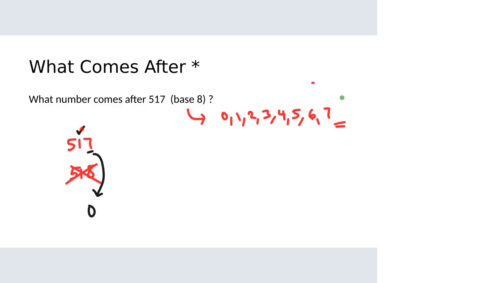One place value over has to increase by 1 and become a 2. And that's all I need to do to get to the next number. I don't need to increase the 5 because we're not going 3 place value positions over. All we needed to do is increase that 1 place value position and end up with 520. And if we wanted to be formal about it, we'd put a little 8 down there for base 8.